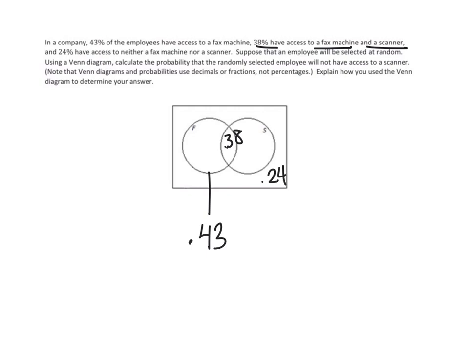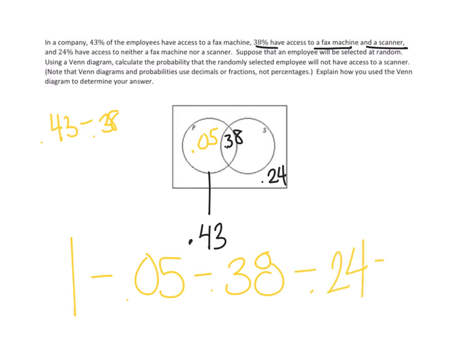So can I easily fill in the rest of this Venn diagram? I think so. So I'm going to start with that 0.43 and subtract out the 0.38, and that's going to get me a 0.05, I believe. Now, how are you going to get this missing piece? Well, remember, all of probability has to total 1. So I can do 1 minus 0.05 minus 0.38 minus 0.24, and that leaves me with 0.33. Now we can answer the question.